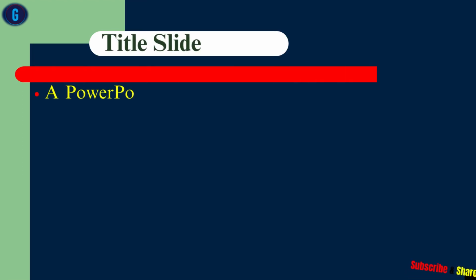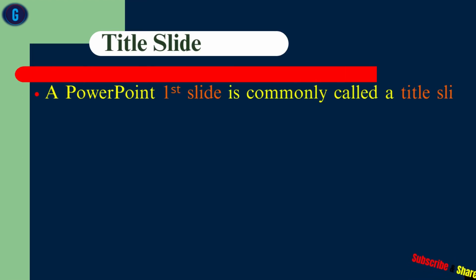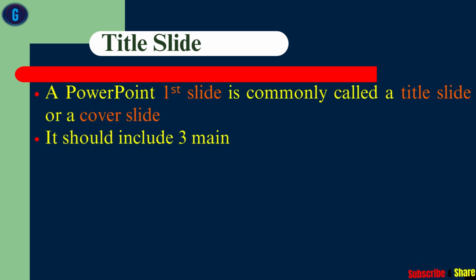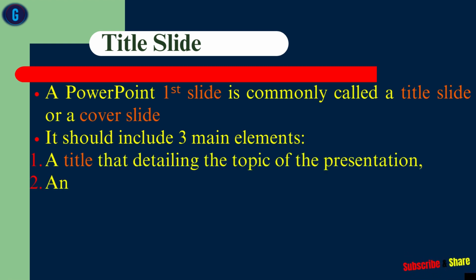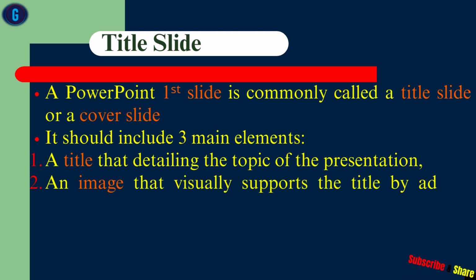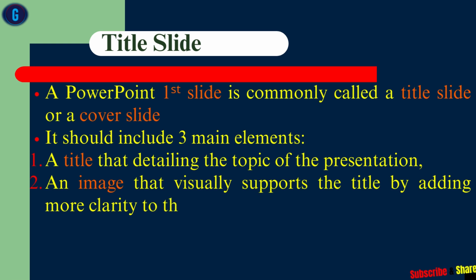Title slide. A PowerPoint first slide is commonly called a title slide or a cover slide. It should include three main elements. The first one, a title detailing the topic of the presentation. Second, an image that visually supports the title by adding more clarity to the topic.